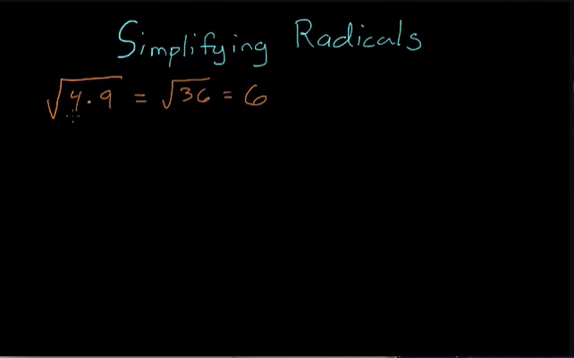Now, let's say I were to rewrite this expression. Instead of having the square root of a product, we have the product of square roots. So what do I mean by that? Let me rewrite this as the square root of 4 times the square root of 9, essentially the product of these two square roots, the two factors of 36. Now let's see if that gets us the same answer.